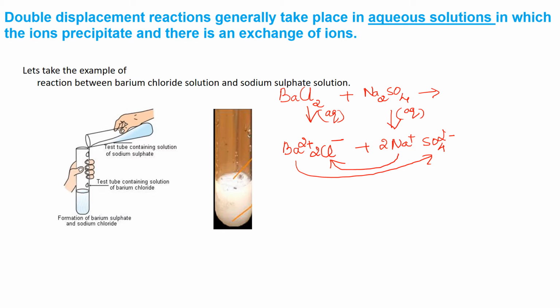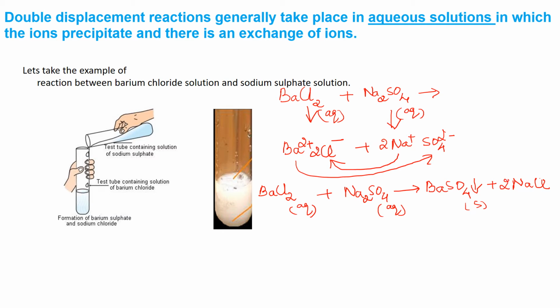Now let us write the formula. That means the equation we need to write. BaCl2, that is aqueous, combines with sodium sulfate, which is again a solution. So you need to write aqueous. They combine to form a white colored precipitate. A precipitate you can represent either with a downward arrow or with a solid symbol. Then sodium chloride will be formed. So two molecules of sodium chloride will be formed. That is aqueous, that is in the solution.